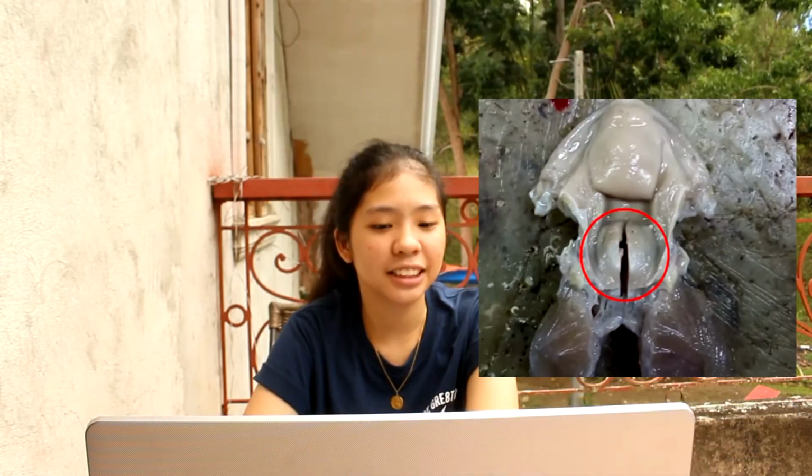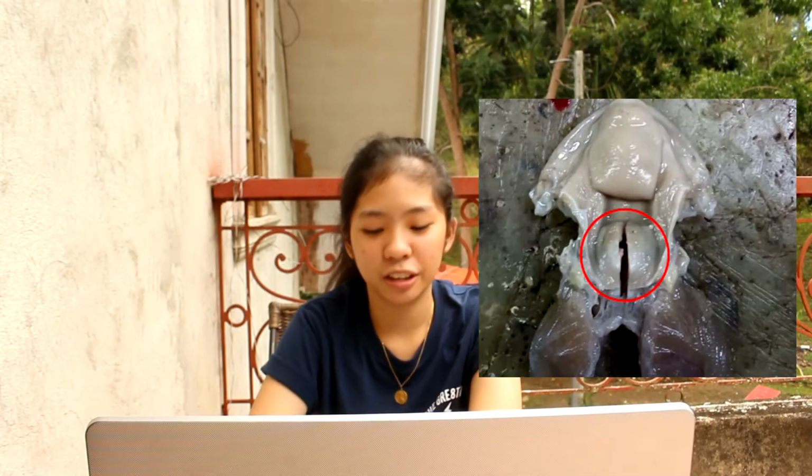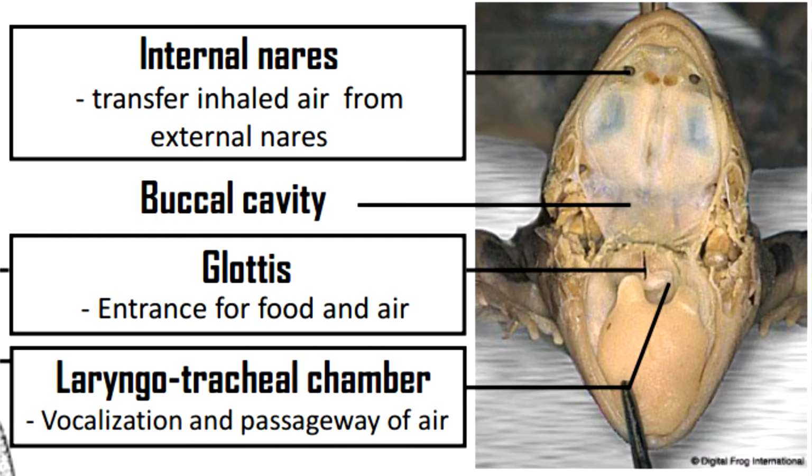The glottis is the entrance for food and air. It is the slit opening of the larynx. And the larynx is also known as the voice box. It is a round or oval-ish structure having cartilaginous walls. The vocal cords are a pair of delicate white bands each located at the side of the glottis, and sound is produced by the vibration of these. Next is the laryngotracheal chamber, which is in charge of the vocalization and the passageway of air.